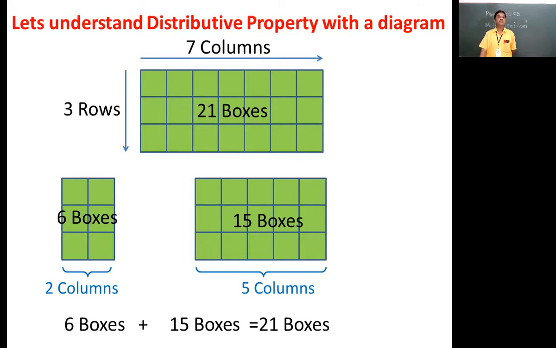Means we can distribute the number 3. We can distribute the number of rows on the number of columns. We split this number 7 as 2 and 5 and then multiply 3 with the 2 and 3 with the 5. So 3 2s are 6 and 3 5s are 15 and we get the answer as 21. Let us see how this property helps us in solving the difficult problems of multiplication.